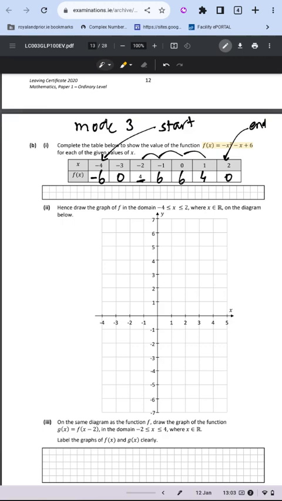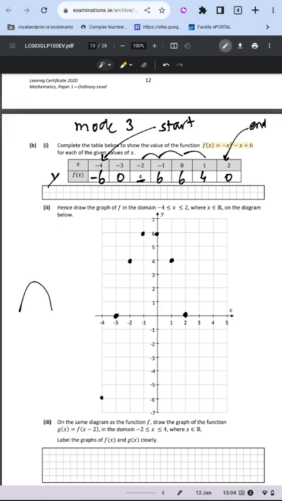Hence you've got to draw the graph. So x, f of x is the same as saying y. So when x is minus 4, the y is minus 6. Put a dot. When x is minus 3, your y is 0. When x is minus 2, your y is 4. Minus 1, 6. 0, 6. 1, 4. 2, 0. And then just join that up in a nice smooth curve.